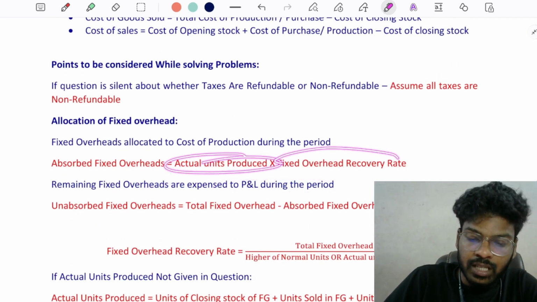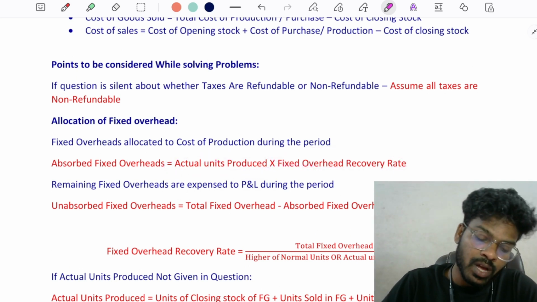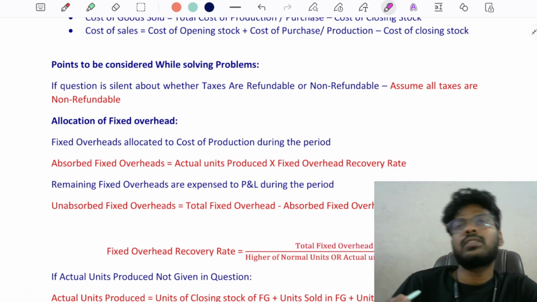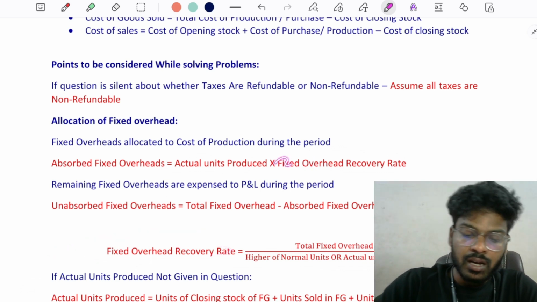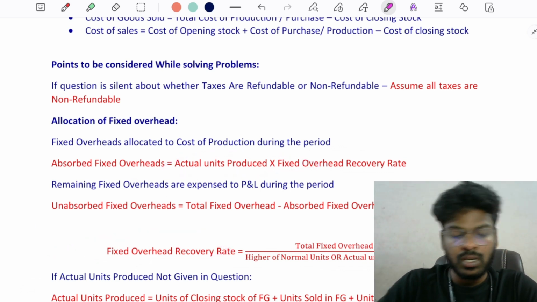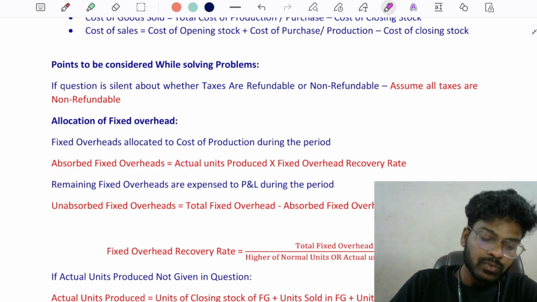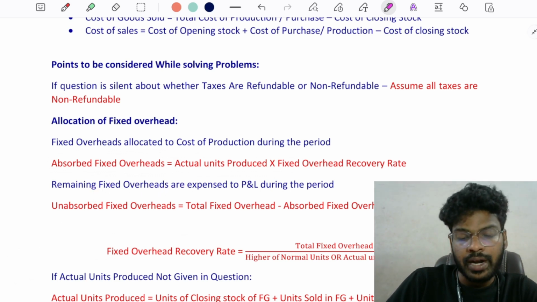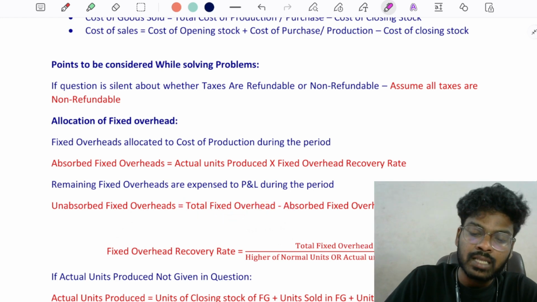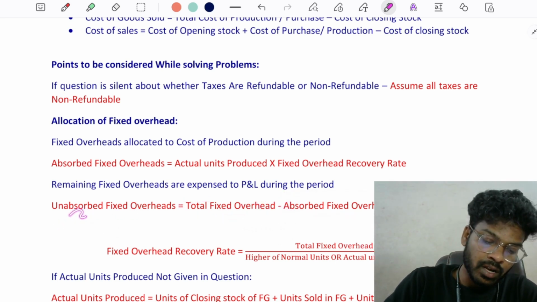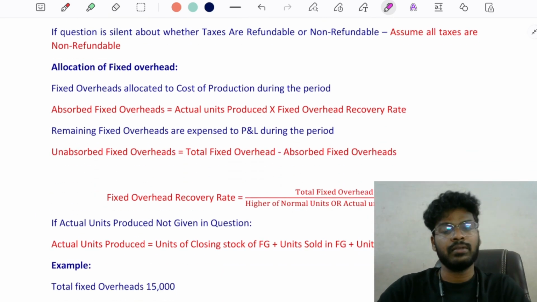Actual units produced into the fixed overhead recovery rate. How to compute the fixed overhead rate? Total fixed overhead cost divided by the higher of normal units or actual units produced. We will get a value of fixed overhead per unit. It will be multiplied with the actual units produced. We will get the absorbed fixed overhead. The remaining fixed overhead is expensed to profit and loss account. That is, total fixed overhead minus absorbed fixed overhead gives you the unabsorbed fixed overhead.